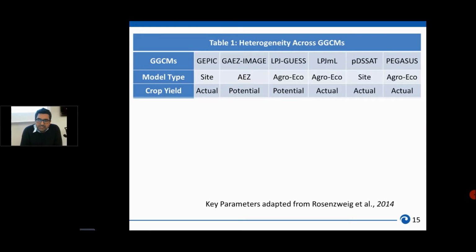To introduce the six crop models used in this study, these are process-based. There is quite a lot of heterogeneity across these models. First of all, the type: they can either be site-based or agroecosystem. In fact, one of them is based on agroecological zones. Then you also have the question of what they are actually simulating. Some of them simulate actual yields, whereas some simulate potential yields, which are unlimited by nutrient constraints.